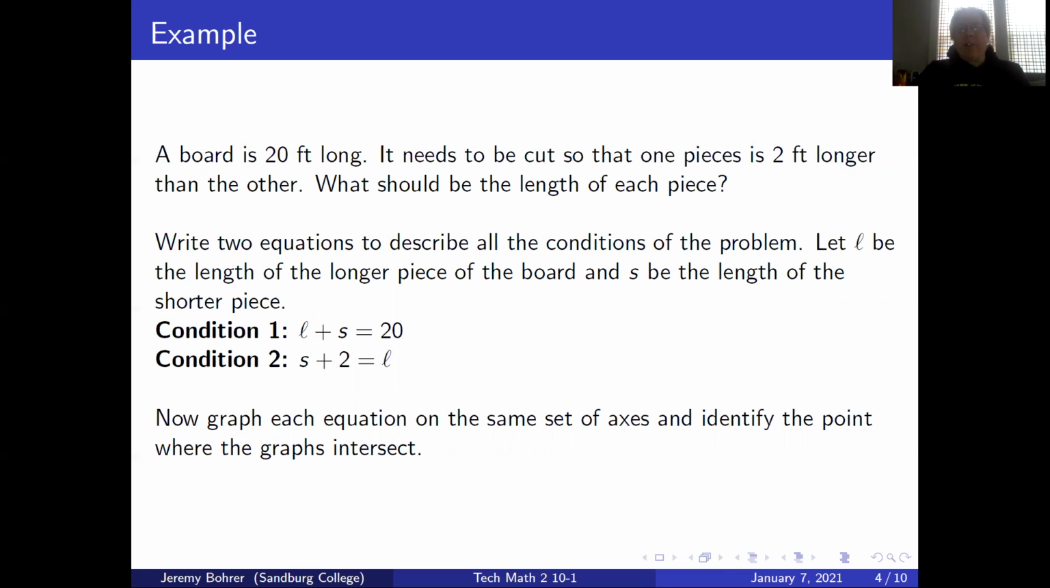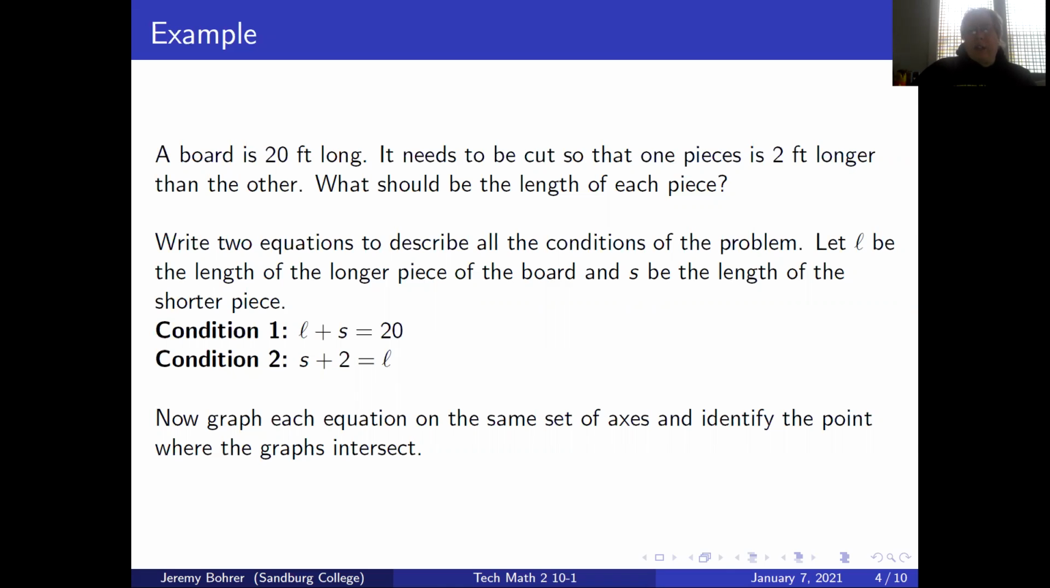So first we're going to write two equations to describe all the conditions of the problem. We'll let L be the length of the longer piece of the board and S be the length of the shorter piece. So condition one is L plus S equals 20. That's the board, a 20-foot board being cut into two pieces. So the length of the longer piece plus the length of the shorter piece will add to 20 feet.